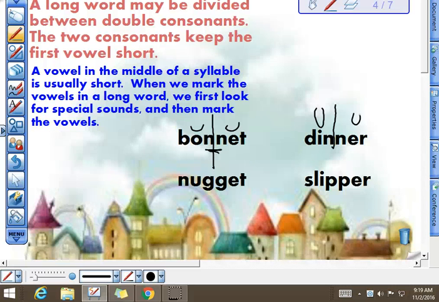Okay, the next word, come up and mark that for us, please, Juliana B. Separating between our double consonants and then marking our vowels. Thank you all for sitting so nicely this morning. I appreciate that. All right, let's sound this word out together. Our U is short, so it's nug. Our E is short, get. Nug, get. A nugget. What's a nugget?